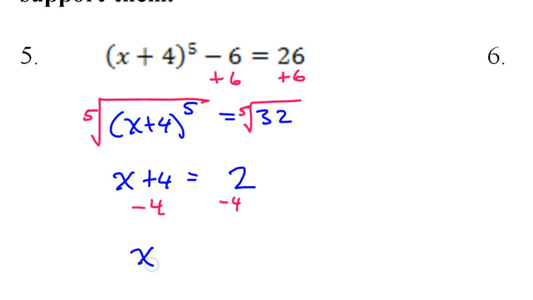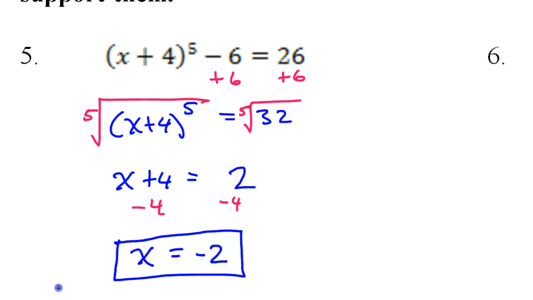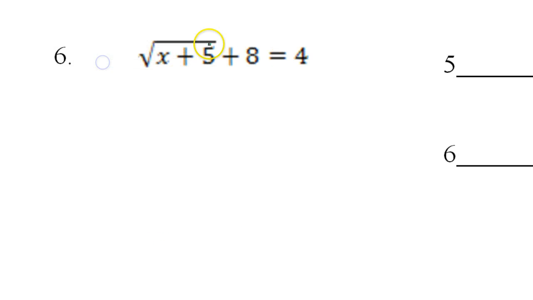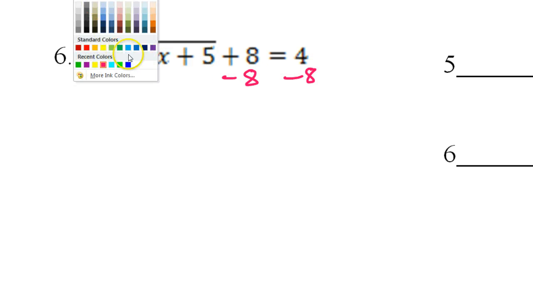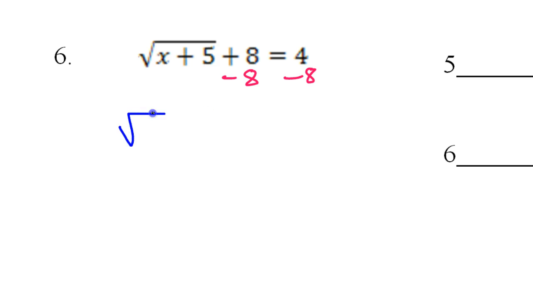And that will give us x equals -2. Similarly, number 6, we've got to get this radical part by itself, so we subtract 8 from both sides. That gives us the square root of x plus 5 is equal to -4. Now, to get rid of this radical, we are going to square both sides.